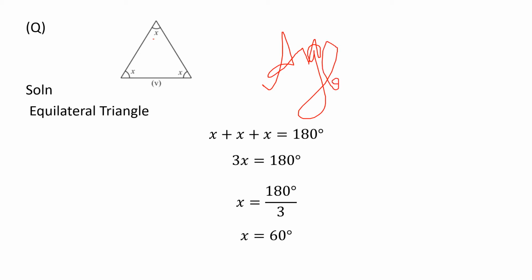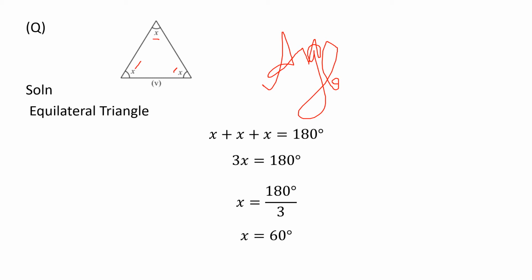So this is x, this is x, this is x. So x plus x plus x. If all the three angles are same, that is an equilateral triangle, right? So equilateral triangle means all the three sides are equal, all the three angles are equal. So we'll call it an equiangular triangle also. So here all the three sides are equal. All the three angles are equal. So x plus x plus x is equal to 180 degree.